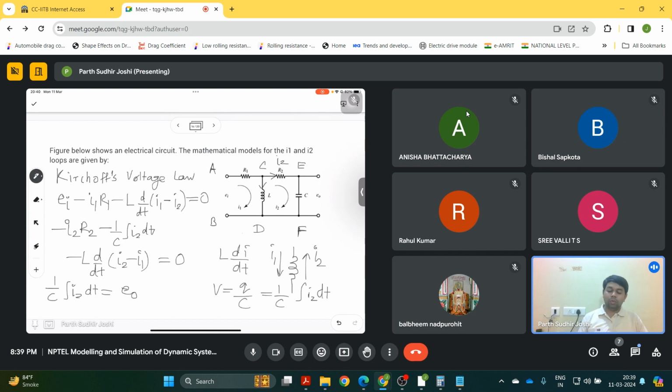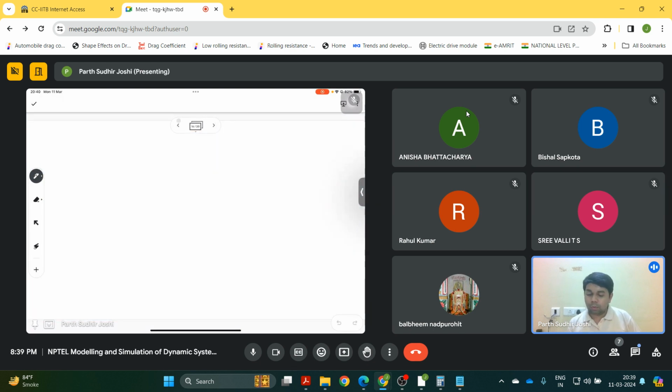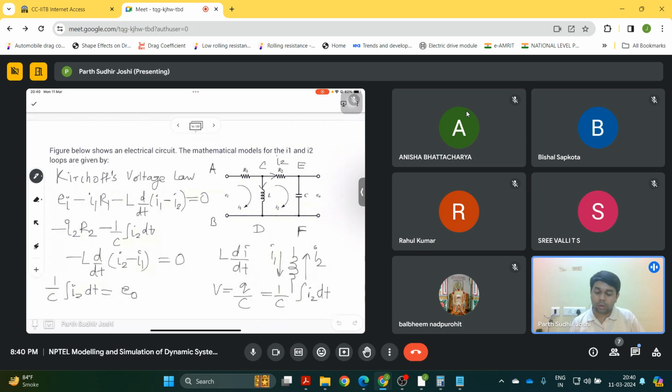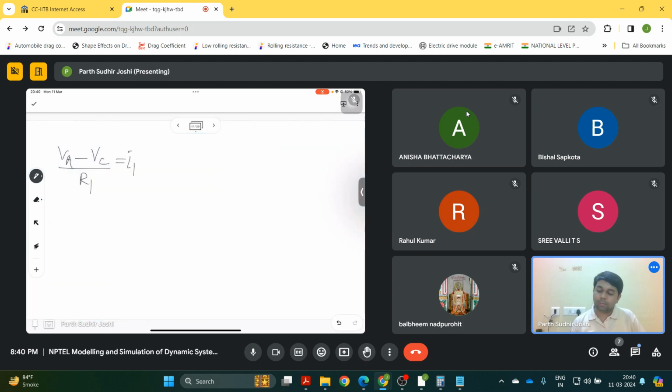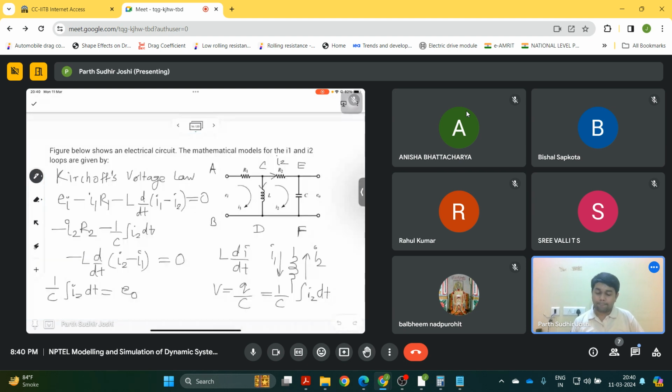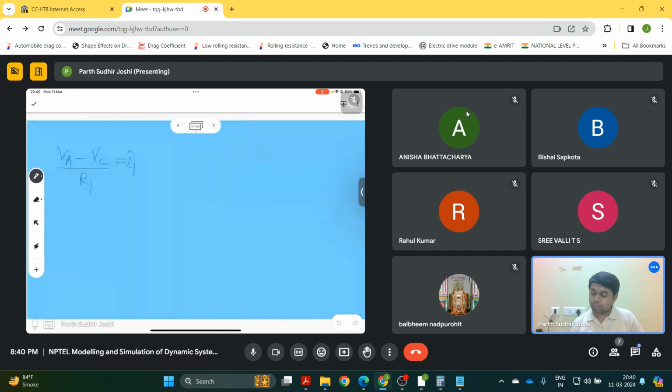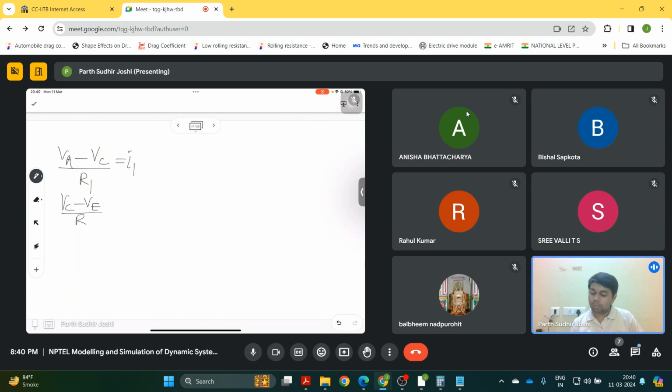Then we can use each of the junction points to write down Kirchhoff's current law. Let us say the point C. What we can write is the voltage VA minus VC upon R1 is I1, and VC minus VE upon R2 we can write as I2.